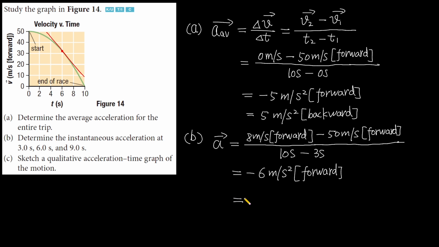And this equals 6 meter per second square backward. So this is the instantaneous acceleration at 6 seconds. The way to find the instantaneous acceleration at 3 seconds and 9 seconds are the same.